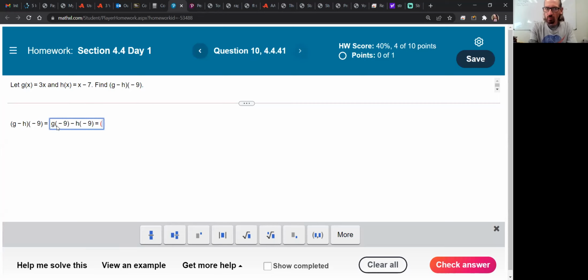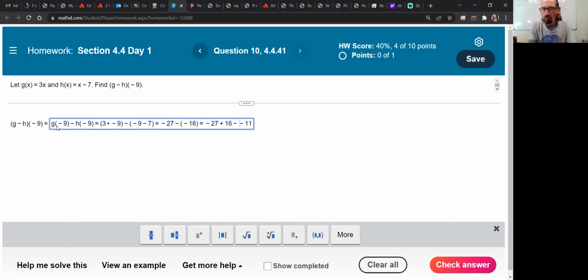So let's see, g was 3 times x, so 3 times -9. H was x minus 7, so -9 minus 7. All right, in the first set of parentheses, I get -27. And in the second set, I get -16. So I'm subtracting -16. That's the same as adding -27 plus a +16. My answer should be -11. And that's the only thing that I would include in that space when I finish.